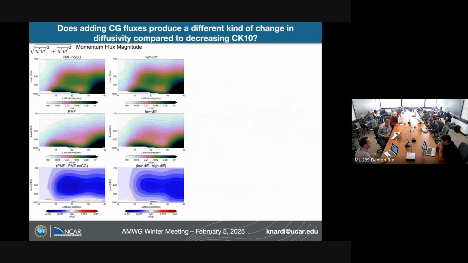And now we go in and we look to see from a cross-section perspective how momentum flux magnitude is changing, and then diffusivity. And what I'm doing here is I'm averaging over both hemispheres and looking from 0 to 40 degrees. And so first is momentum flux magnitude. So this is going from prognostic momentum flux with no counter gradient fluxes, then adding counter gradient fluxes, and then this is going from high diffusivity, the CK10 value, to a lower value, CK10.